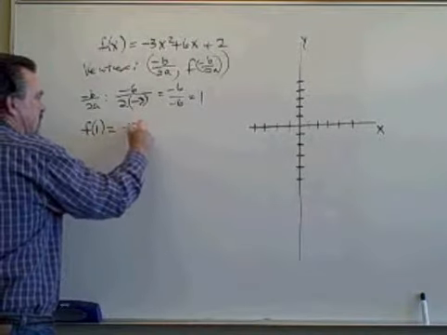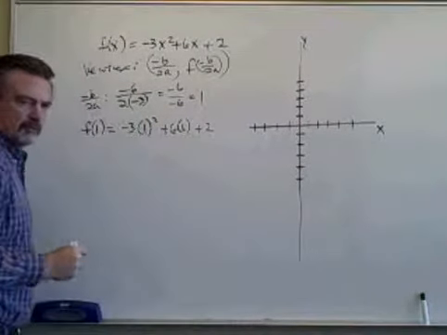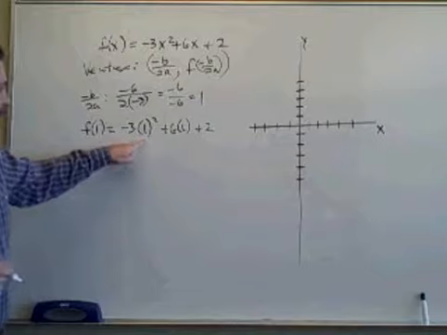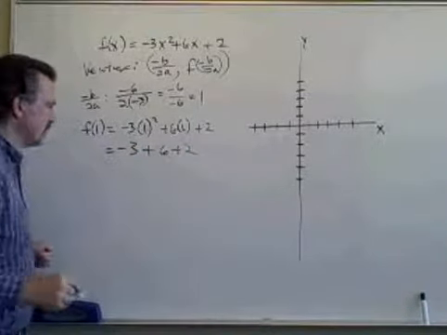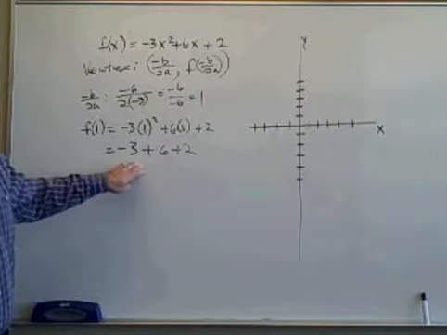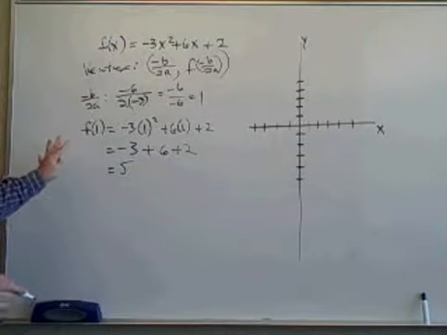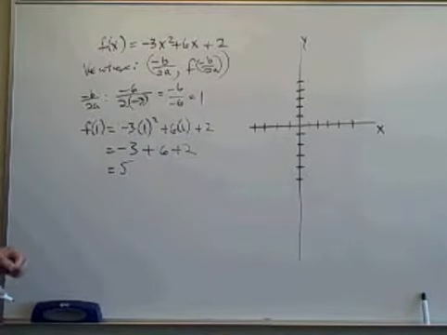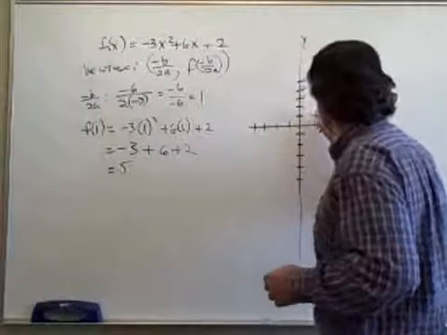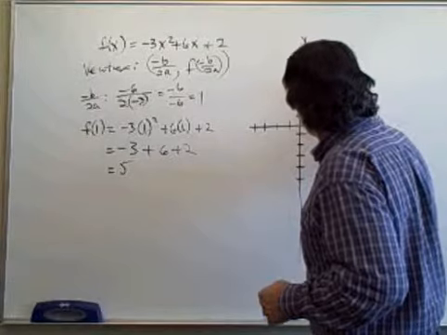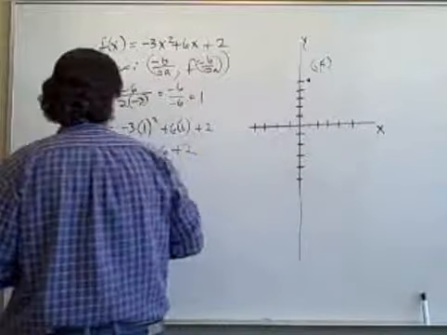So that's going to be negative 3 times the square of 1, plus 6 times 1, plus 2. The square of 1 is 1. Negative 3 times 1 would be negative 3, plus 6, plus 2. 6 and 2 is 8. 8 added to negative 3 gives us 5. So the vertex value here is (1, 5). So here is the vertex of our parabola.